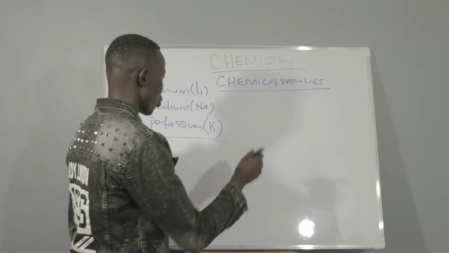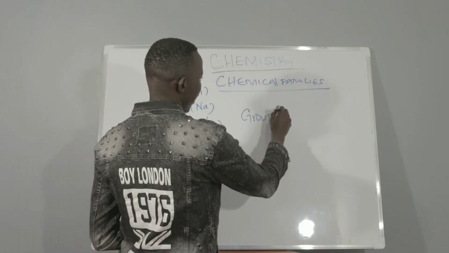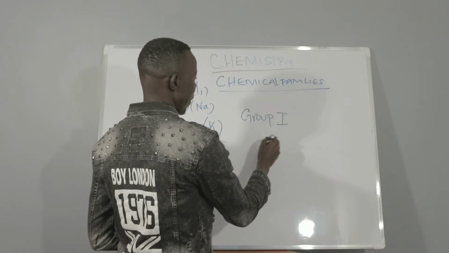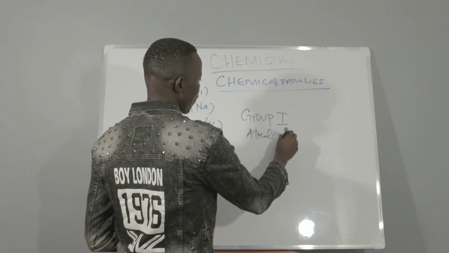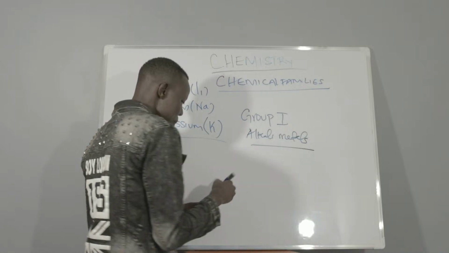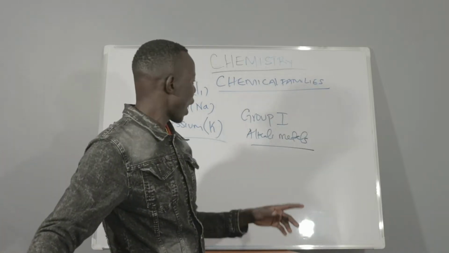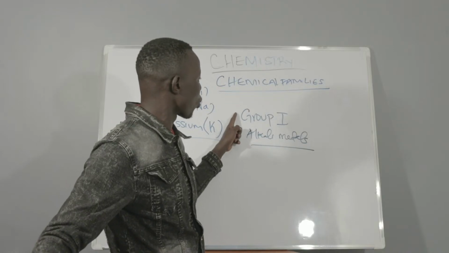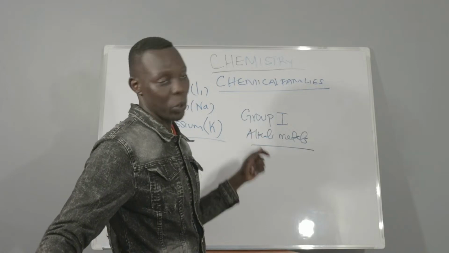We have the name group 1, and this one should be written in Roman numbers. Then we have alkali metals. Now, let me explain so that you understand at what point we are supposed to use the word group 1 and at what time we are supposed to use alkali metals.